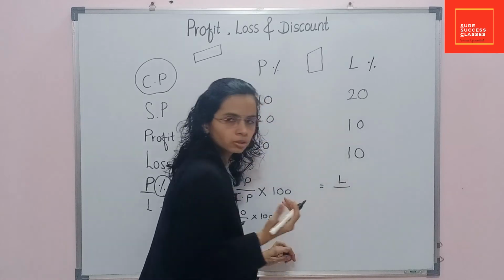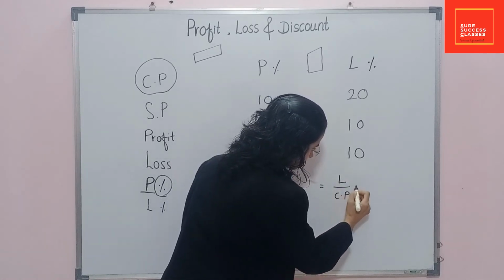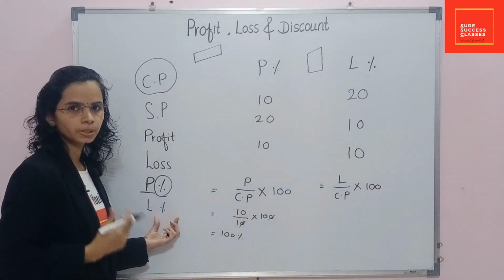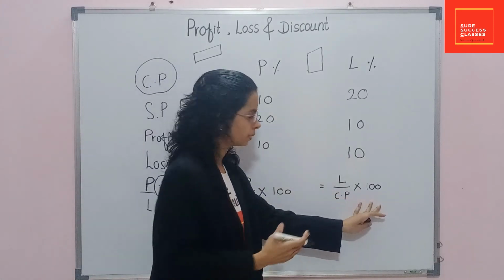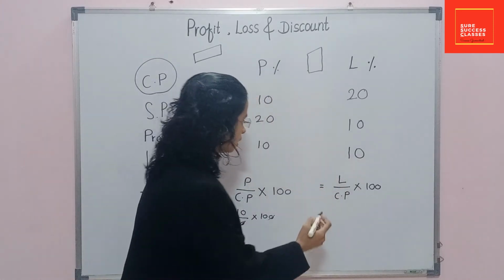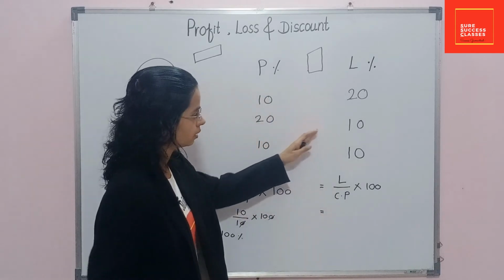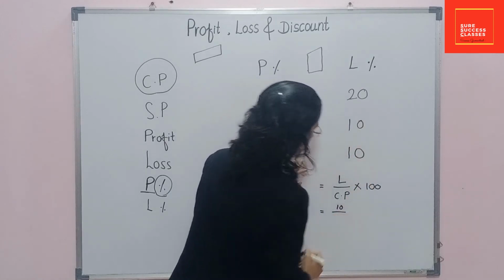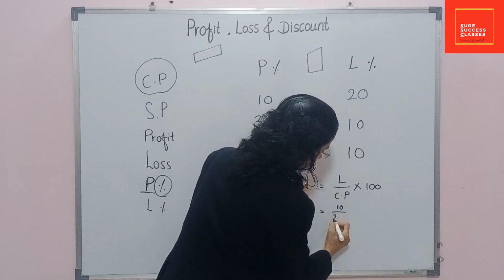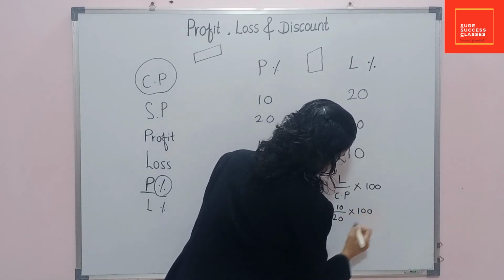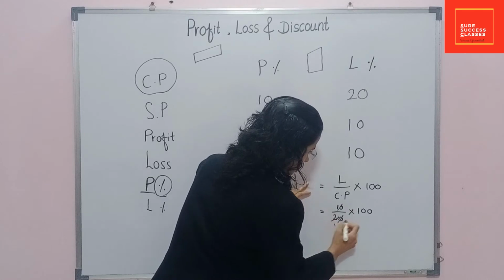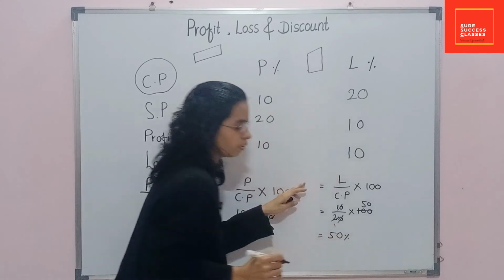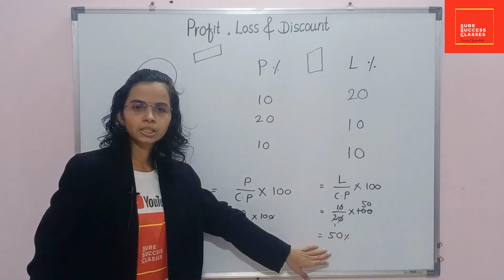loss, it is always calculated on cost price and multiplied with 100. We are calculating it in terms of percentage, so here we are multiplying this ratio by 100. So for this example, loss percentage will be: loss is 10 rupees, my cost price is 20, multiplied with 100. Zeros cancel out, 1 by 2 means 50, which means here we are having a loss of 50%.